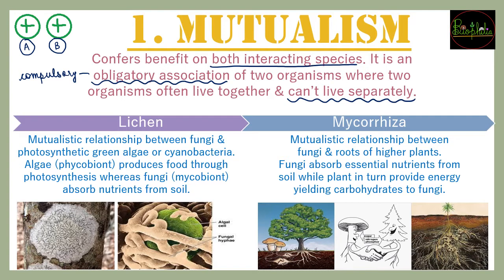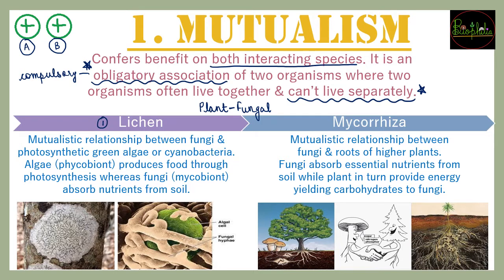So one important thing to remember about mutualism is that it is an obligatory association, and second, they cannot live if they are separated. So this is going to help you differentiate between the two beneficial interactions, that is mutualism and protocooperation. So mutualism you can see in the case of plant and fungal mutualism. These are the two examples that we will be seeing, जो होते हैं between plant and fungal associations. So plant and fungus you can have an association called lichen.